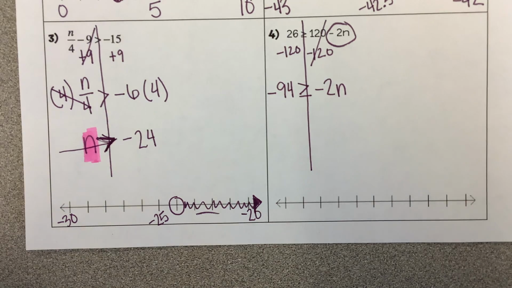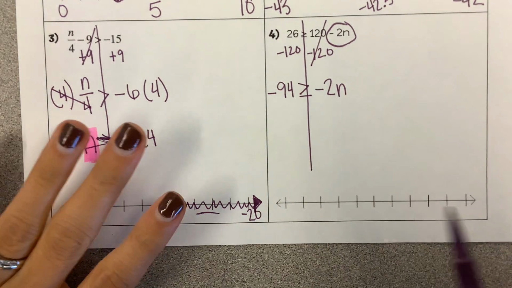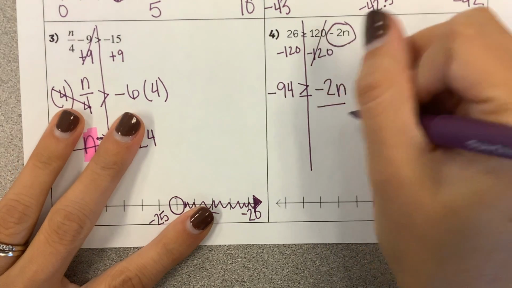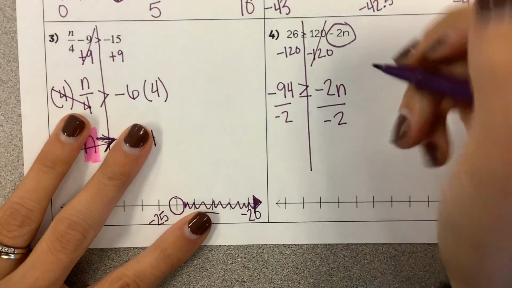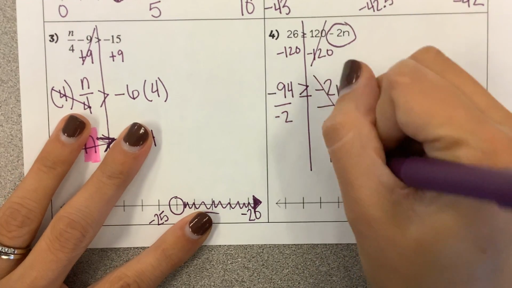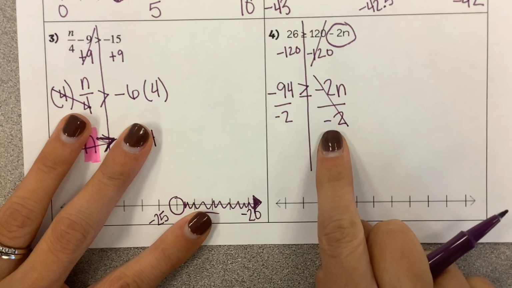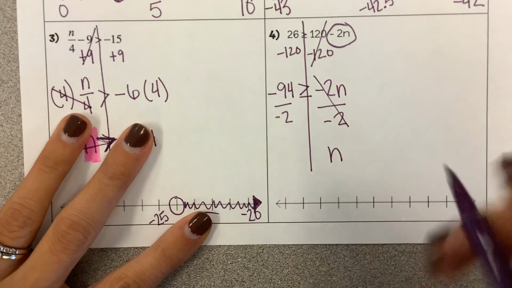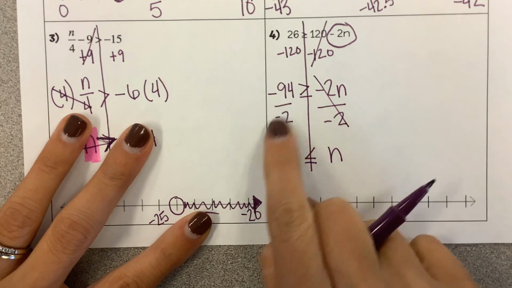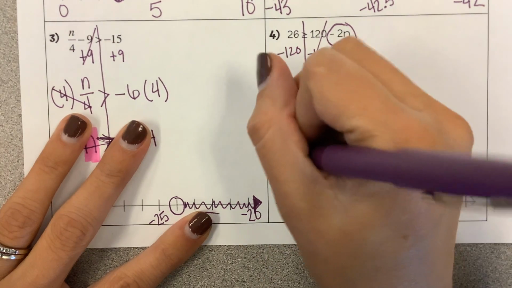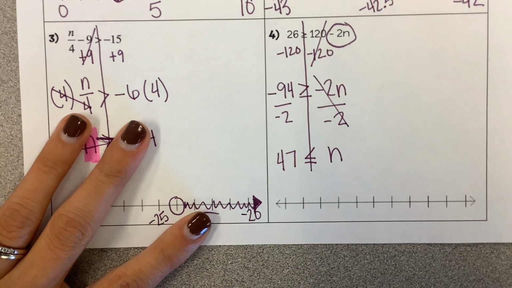Okay. Now we are going to divide. We've got n being multiplied by negative 2, so the opposite is to divide each side by negative 2. On this side, it'll cancel to just n. Since we divided by a negative, we need to flip our inequality sign. And then negative 94 divided by negative 2 is positive 47.